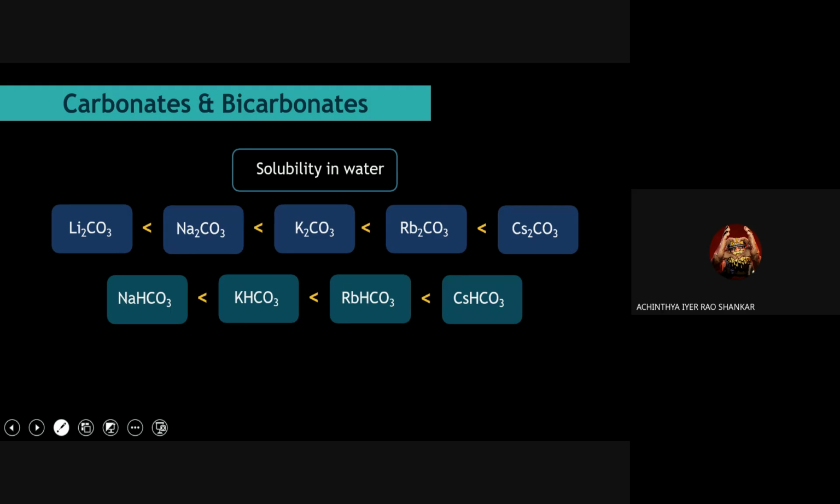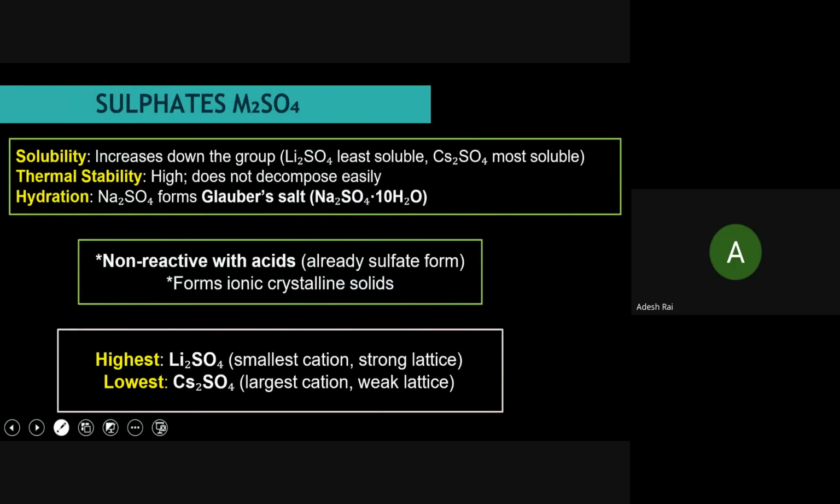Now again, for sulfates, what is the case with sulfates? So again, solubility increases down the group. Lithium sulfate is the least soluble, cesium sulfate is the most soluble. Thermal stability also increases down the group. Is that clear? And generally it is high for all the metal sulfates.